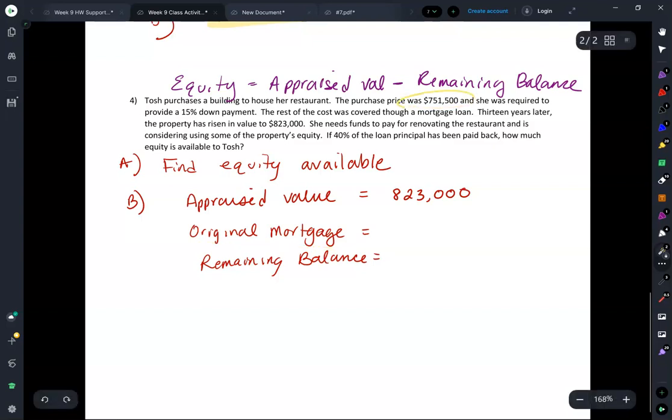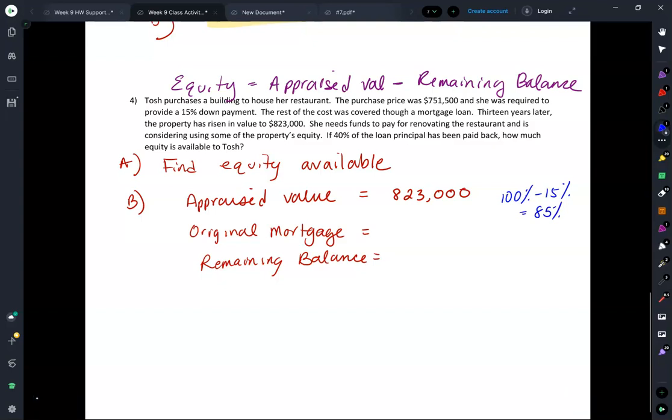So the purchase price was $751,500, and the 15% down payment was made. So we can take that off of the $751,500. A good way to do that is to think of it as if you paid 15% down, what you really had left is 100% minus 15%, which would be 85% remaining, right?